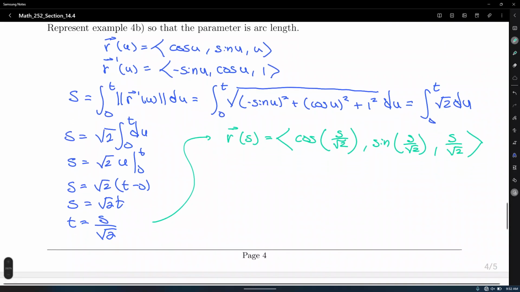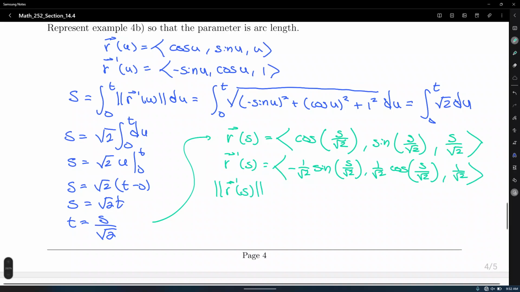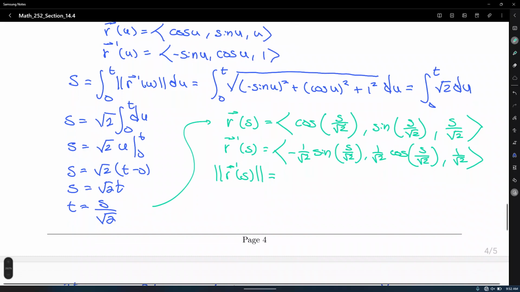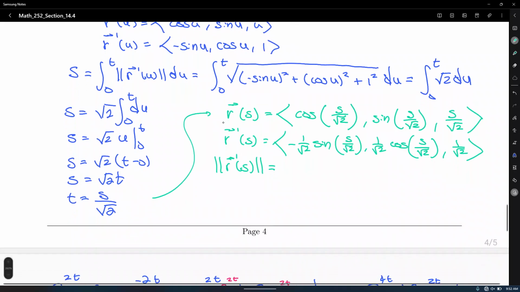If you want to verify this, of course, let's take the time just to verify. Let me take the derivative of this. Negative 1 over root of 2 sine s over root of 2, then 1 over root of 2 cosine, comma, 1 over root of 2. And then find the magnitude of this. And as a result, we should get a 1 to make sure we got it right. On an exam or something, you don't have to do this proof, if you will. All you need is to get up to the function.